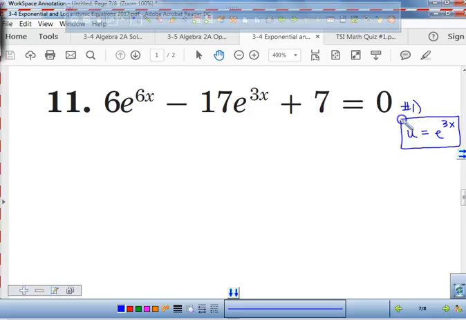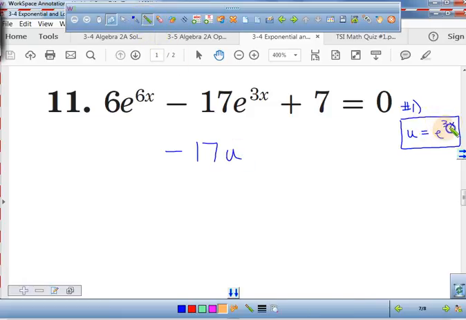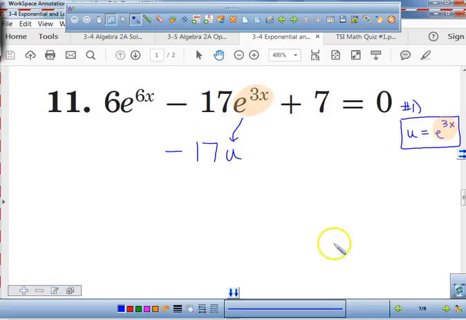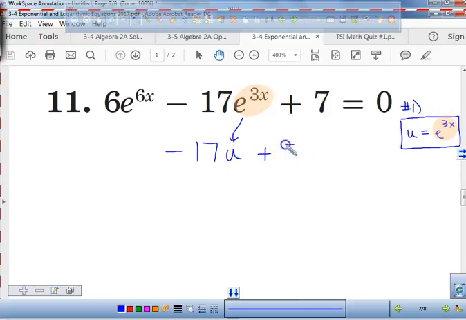We're adapting right now. So wherever I see e to the power of 3x, what am I going to replace it with? A u. But minus 17u, because you can clearly see that e to the 3x right here. Right. Changing it to a what? Changing it to a simple letter to work with.